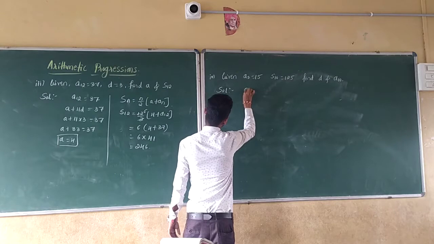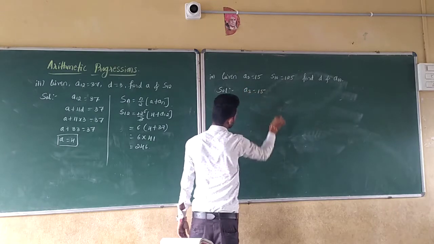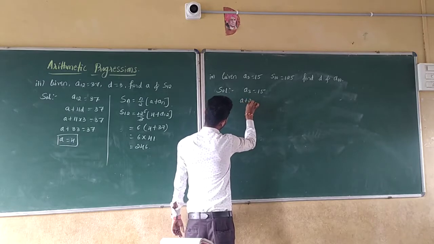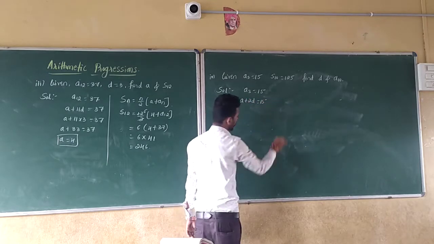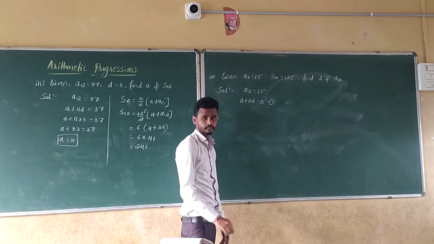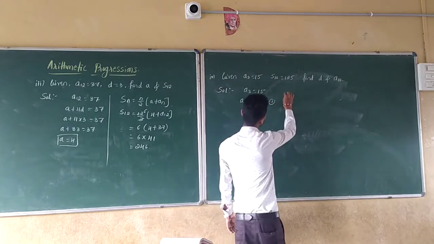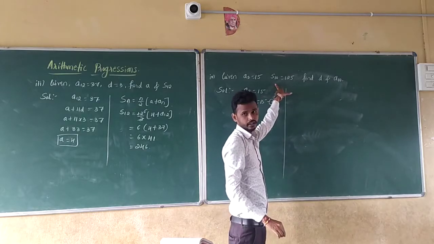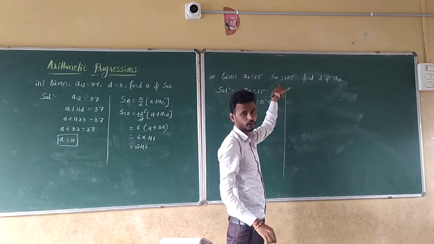So what is given? A3 is equal to 15. So A3, what can you write? a plus 2d is equal to 15. Okay, let us take this as equation 1. Next, use S10. There you will get one more equation.